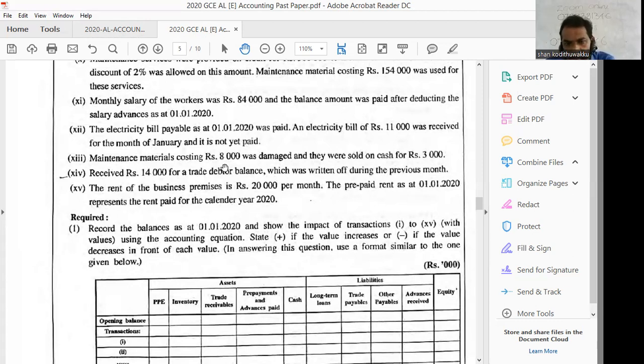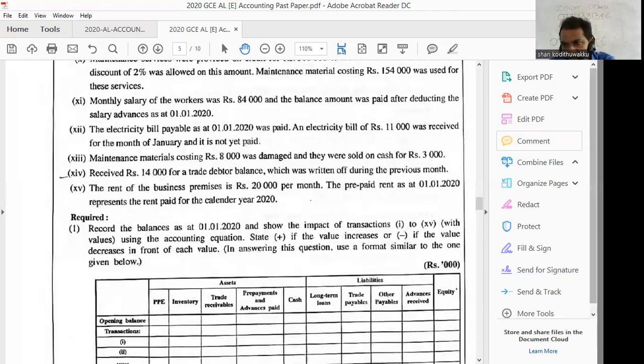Right. Therefore, as the damage cost is 8,000, your inventory value will come down by 8,000. Therefore, we have to put minus 8 under inventory. As they have got 3,000 by selling that, 3,000 will be plus under cash. But the difference between total damage and the amount received is 5,000. 5,000 is a loss for the business. Because of loss, capital will decrease. Therefore, minus 5,000 under equity.